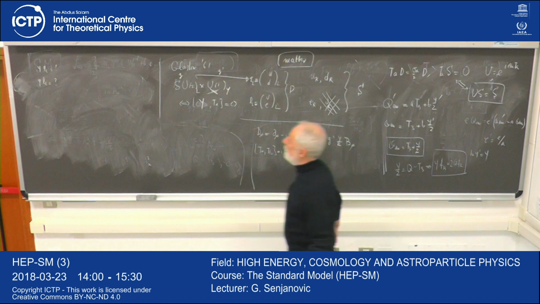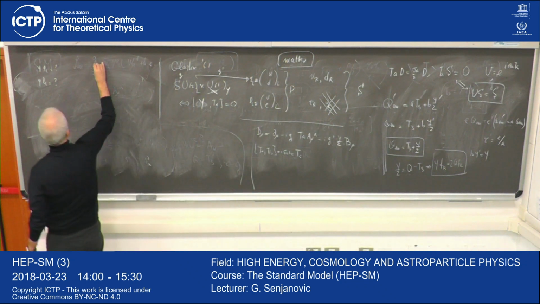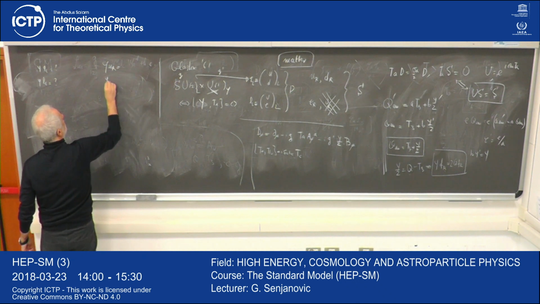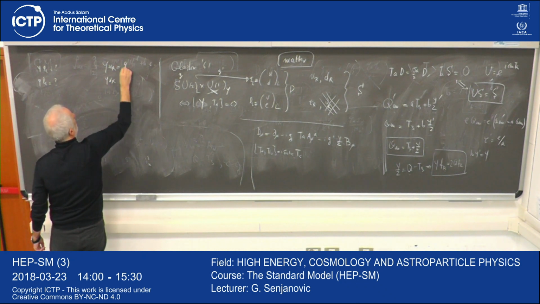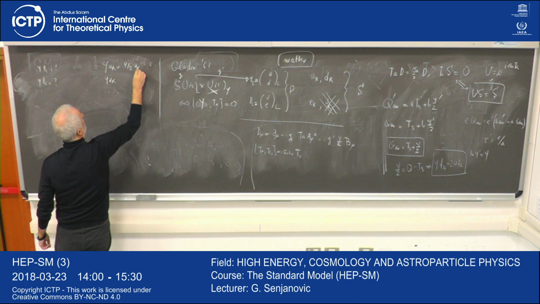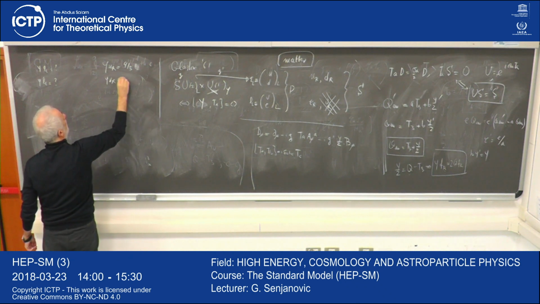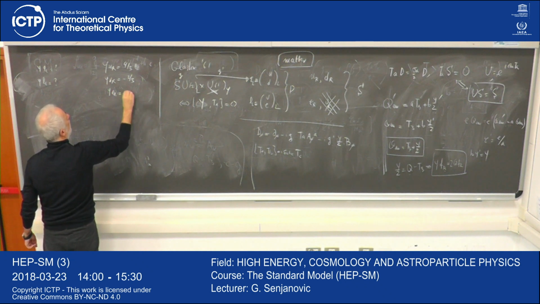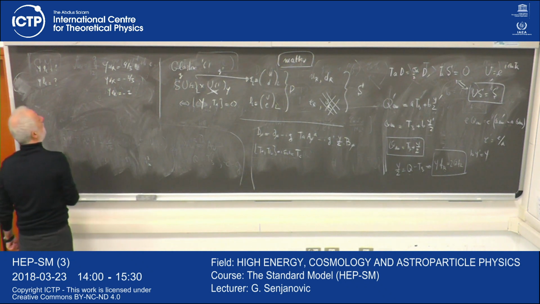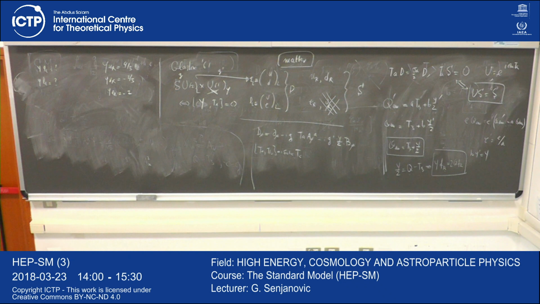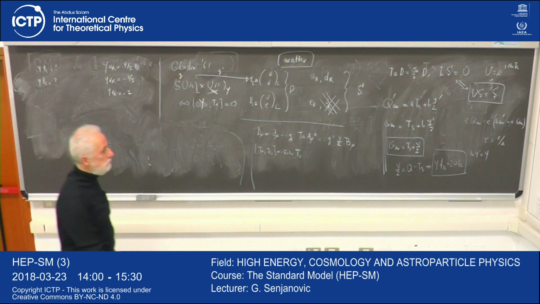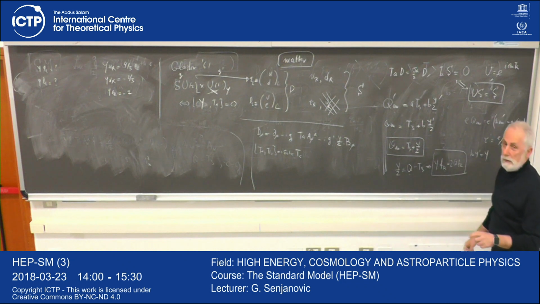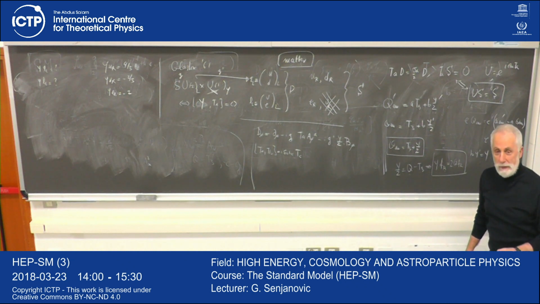So tell me, what's the hypercharge of UR? 4/3. Well, let's write like this. Minus 2/3 and ER minus 2. What about the doublets? Well, we can take members of a doublet, but what we should remember is that they must have the same hypercharge.